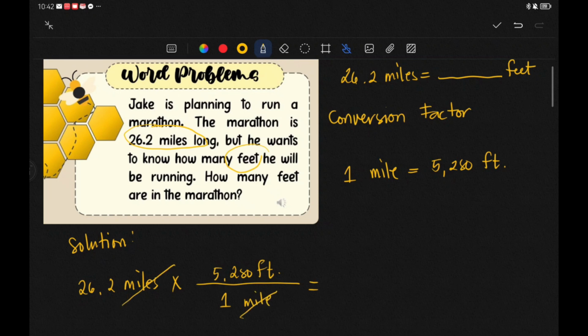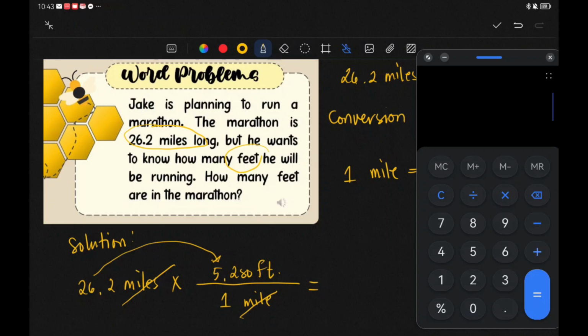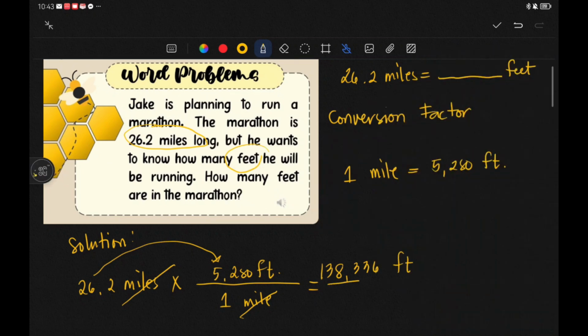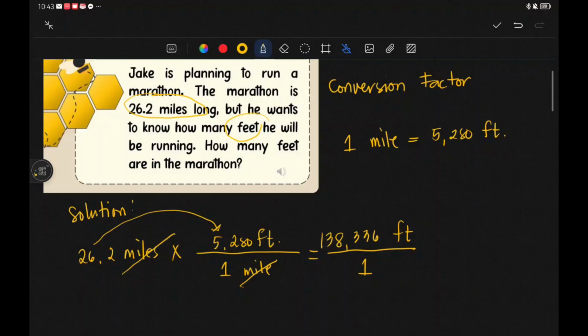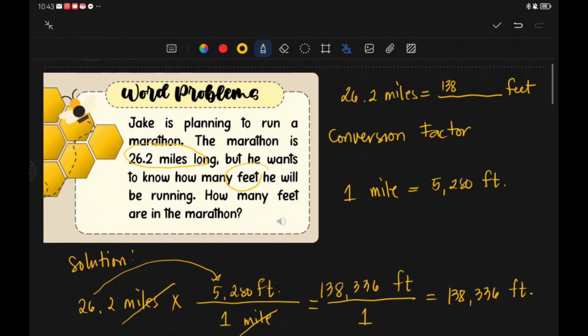Cancel out miles. 26.2 times 5,280 feet, that is 138,336 feet over 1. 138,336 divided by 1, that's 138,336 feet. So we have here the final answer of 138,336 feet.